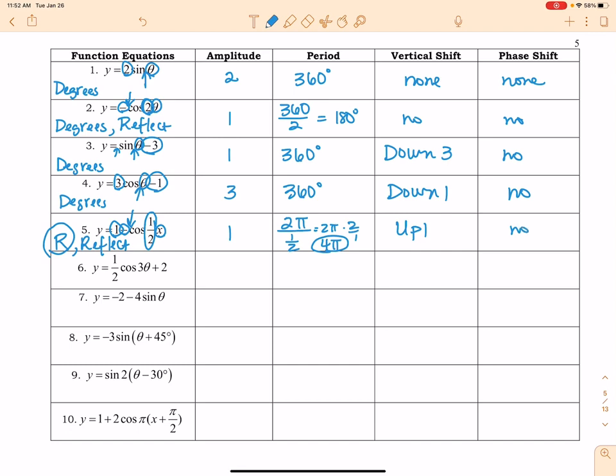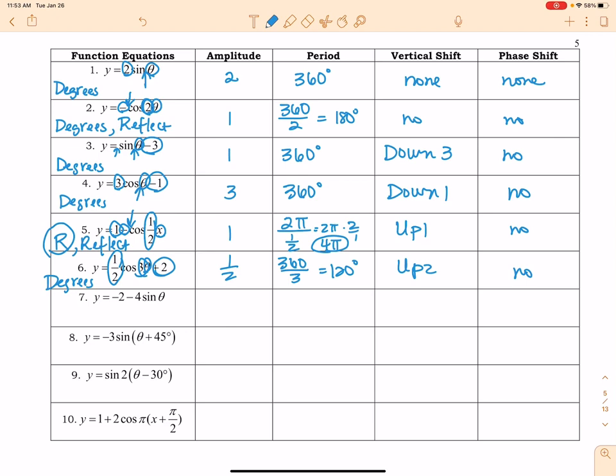Okay, next example, number 6. We have 1/2 cosine 3 theta plus 2. Theta is, of course, telling us we are in degrees. There's no negative in front of cosine, so there's no reflection. The amplitude is 1/2. The period is going to be 360 divided by 3. And this plus 2 means we move up 2, no phase shift again.